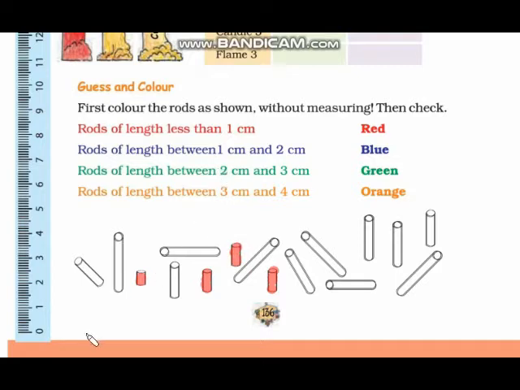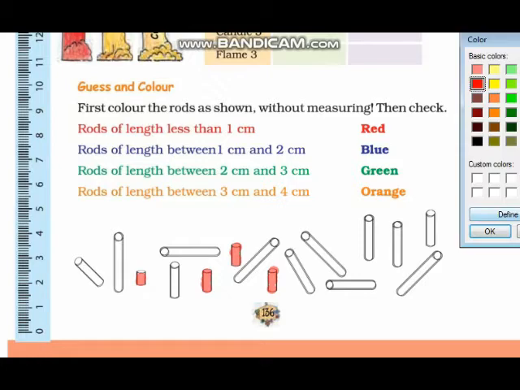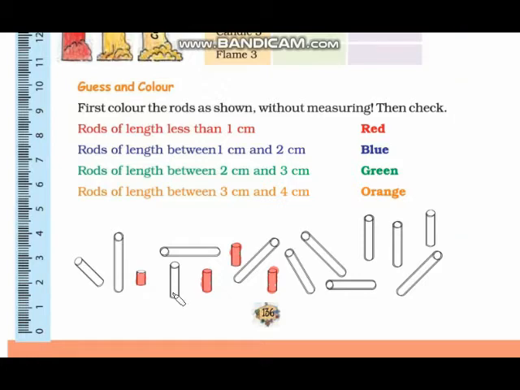Let us find out the rods which have length between 1 cm and 2 cm. So this can be of medium size. So let us take first blue color. So this we can fill with blue. This also blue. Then this blue. This is also of blue color.